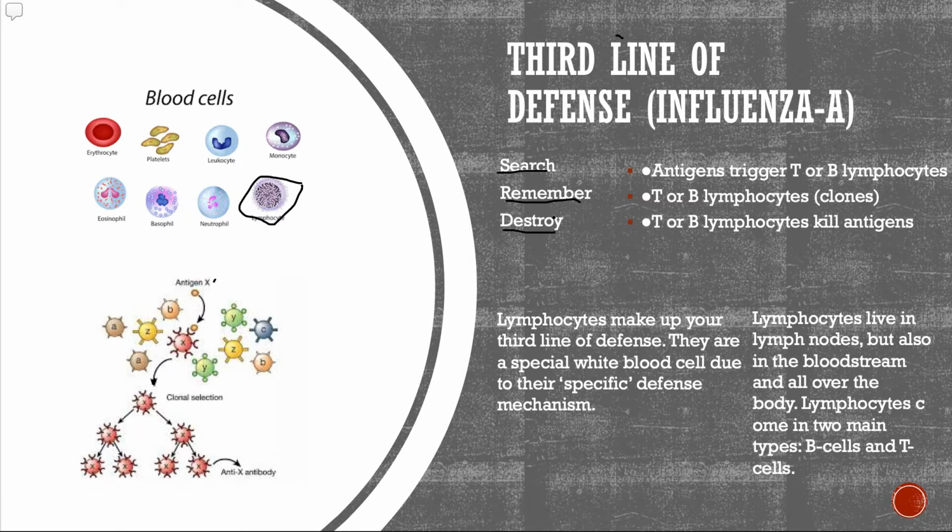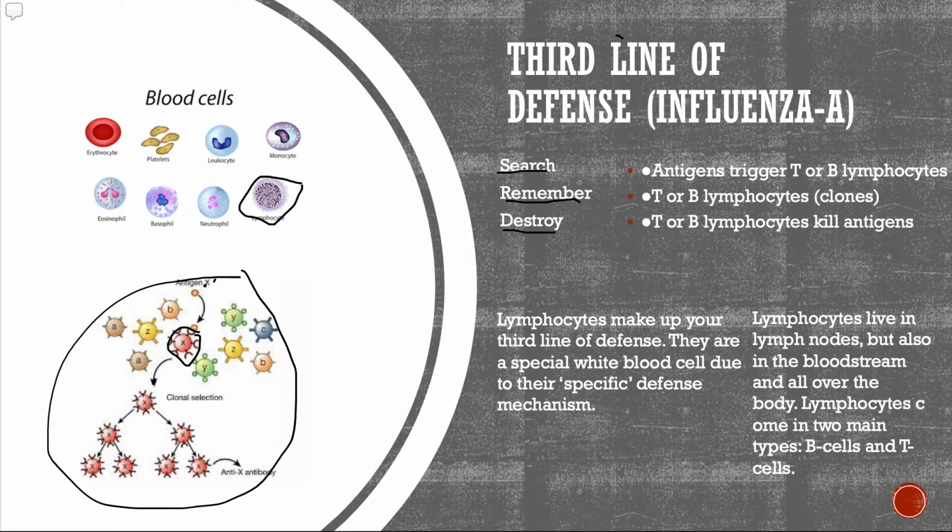So lymphocytes live in lymph nodes, but also in the bloodstream and all over the body. Lymphocytes come in 2 main types, B cells and T cells. So within this diagram, we have lymphocyte X, that will be seen right here, and we have antigen X. Antigen X we could just call the flu. In our case, the flu, influenza A. So flu A.